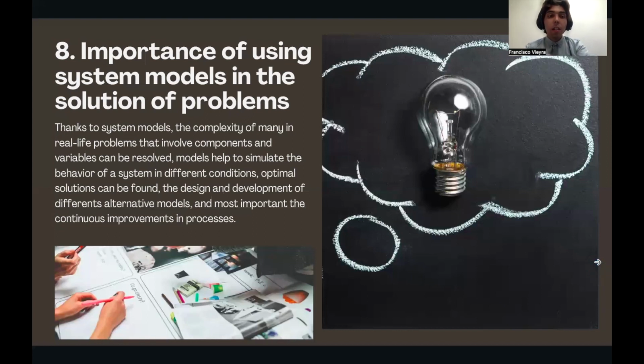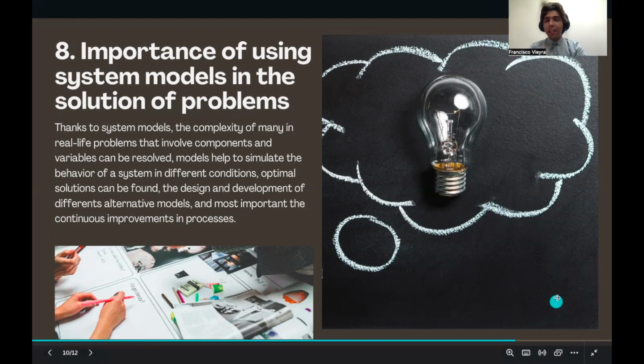Importance of using system models in the solution of problems. Well, thanks to system models, the complexity of many real-life problems that involve components and variables can be resolved. Models help to simulate the behavior of a system in different conditions. Optimal solutions can be found, along with the design and development of different alternative models, and most important, the continuous improvement in processes.